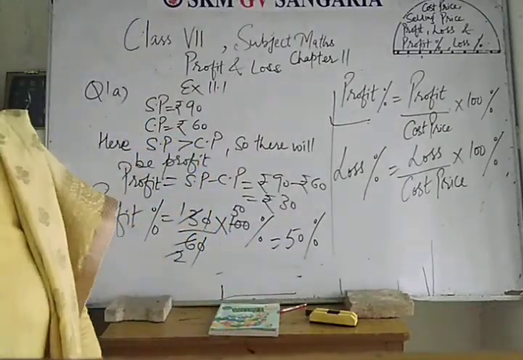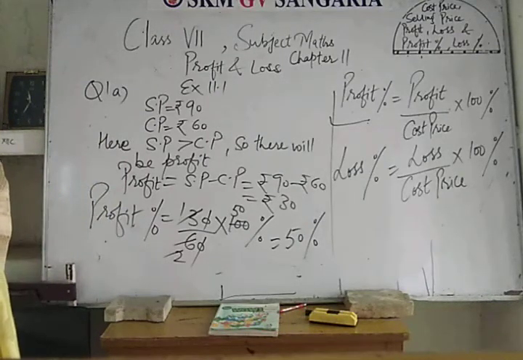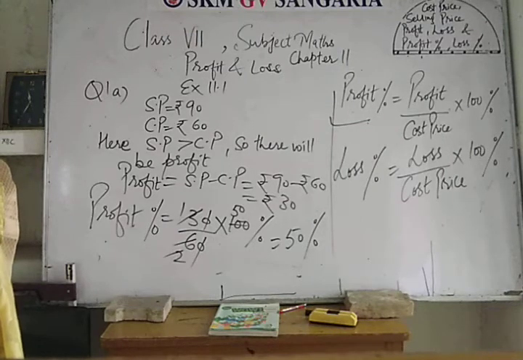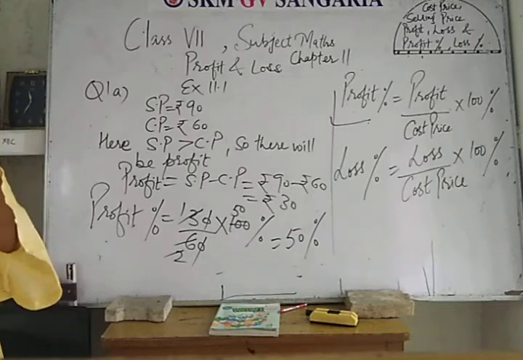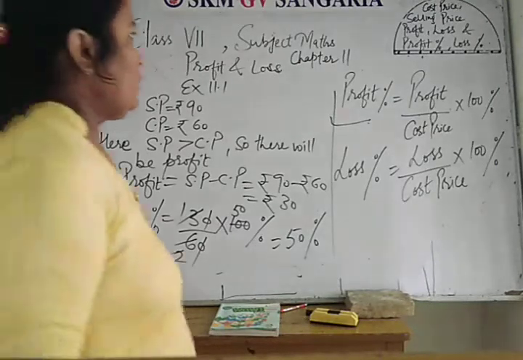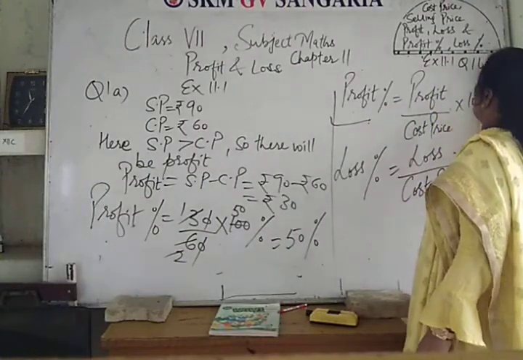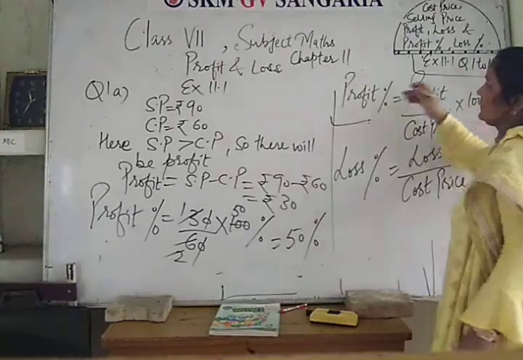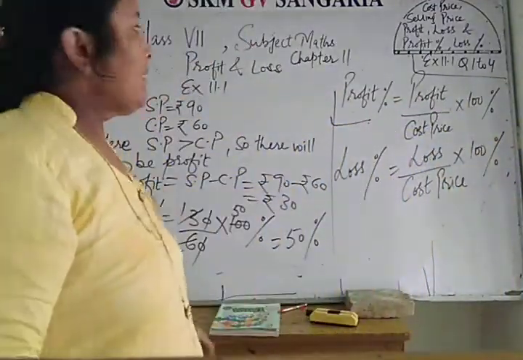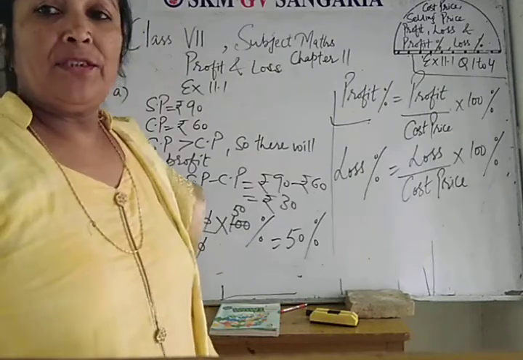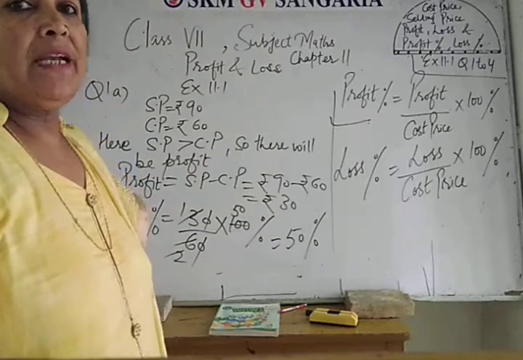You can complete questions 1 to 4. This is your work: the review exercise and exercise 11.1, question number 1 to 4. And the review exercise is very simple. You can do that very easily. Just subtraction is there, to get the loss and profit.